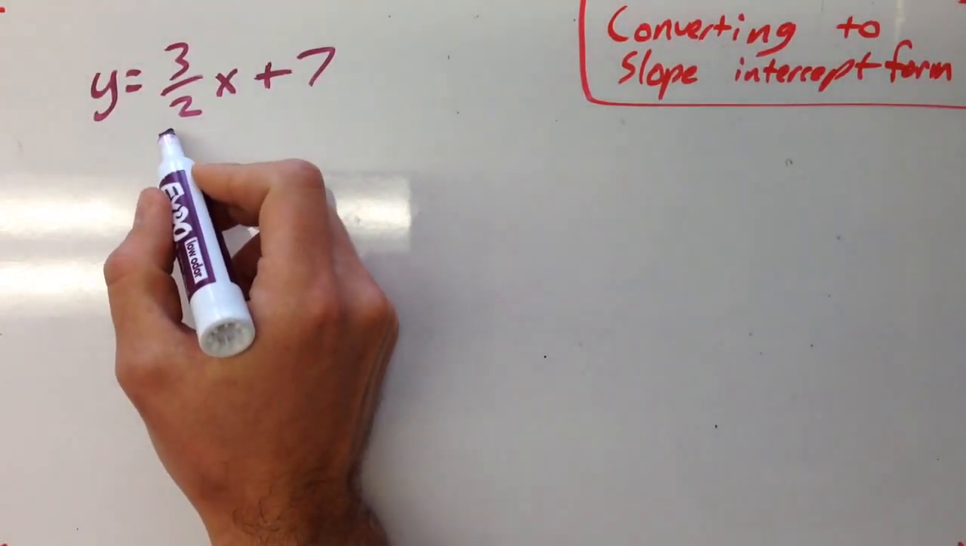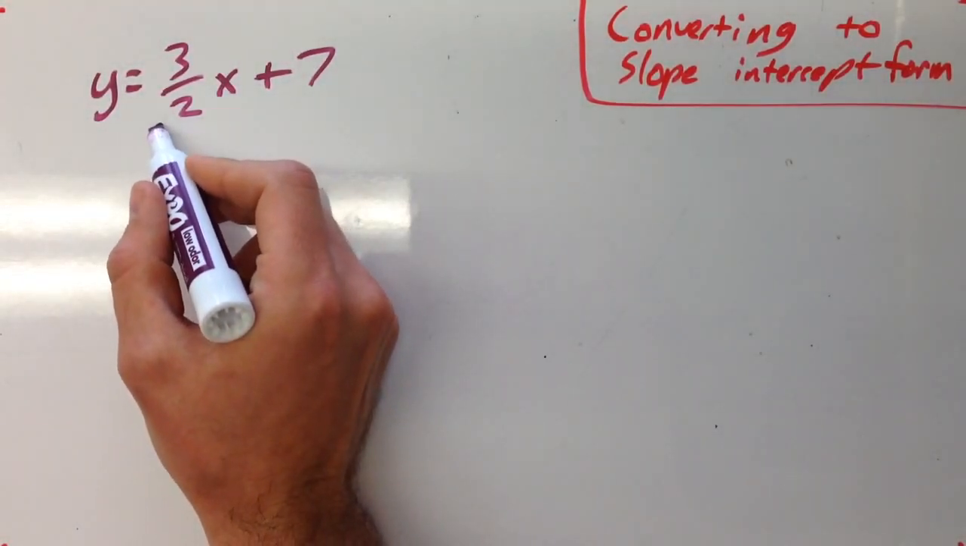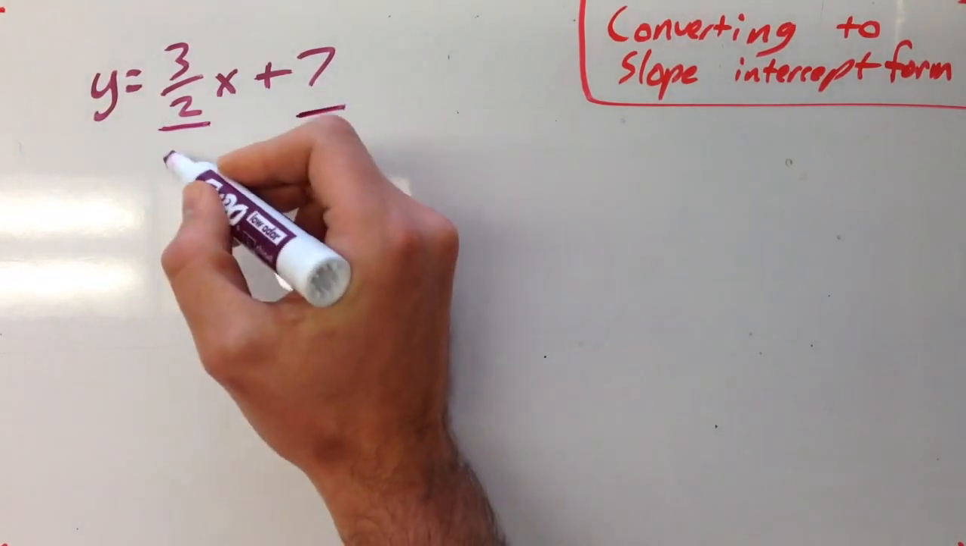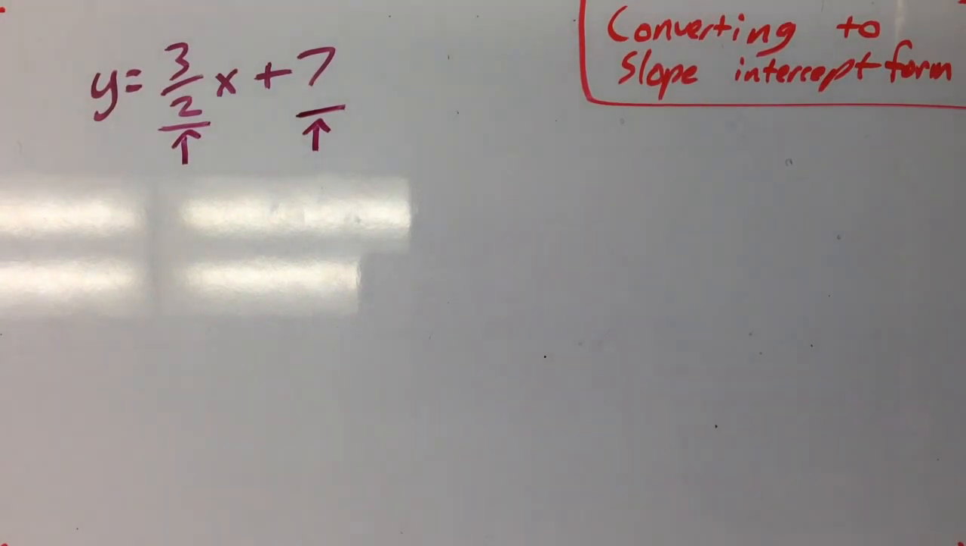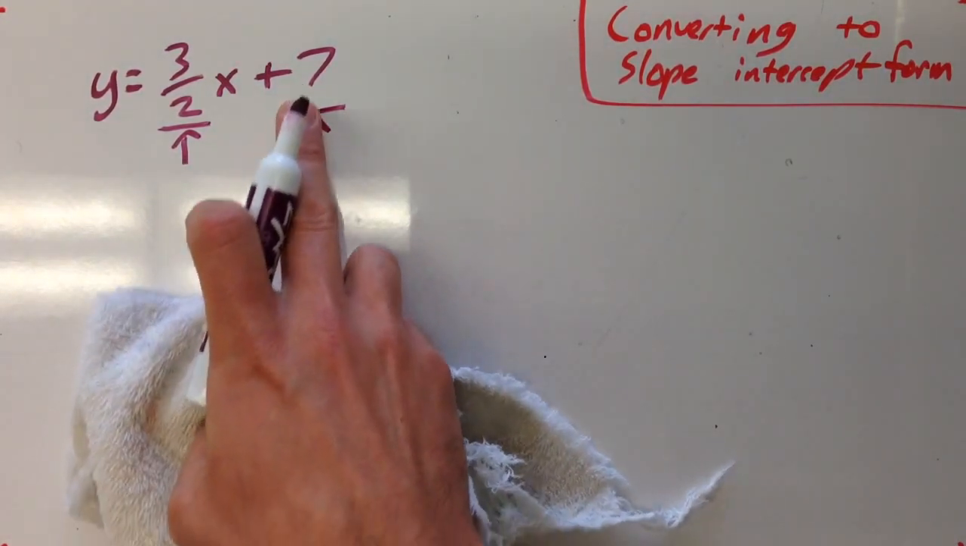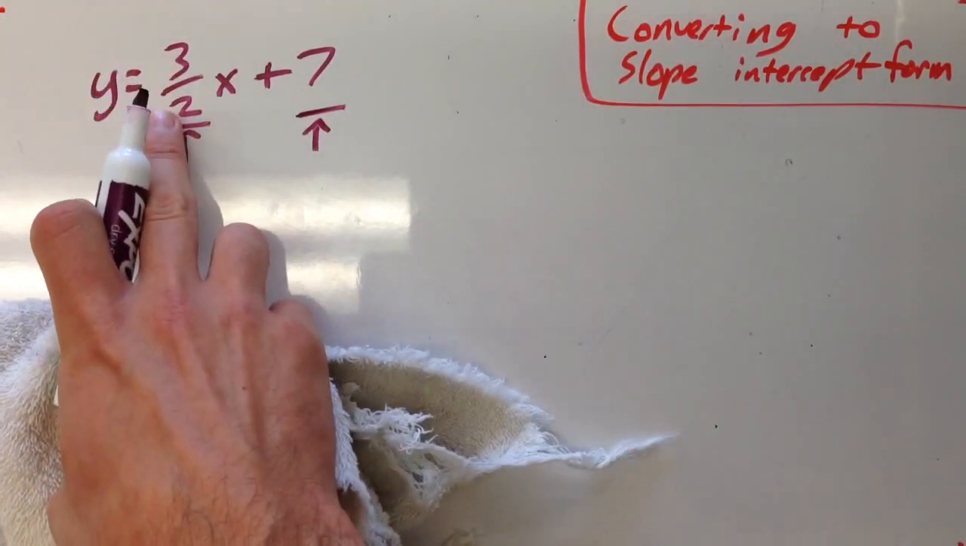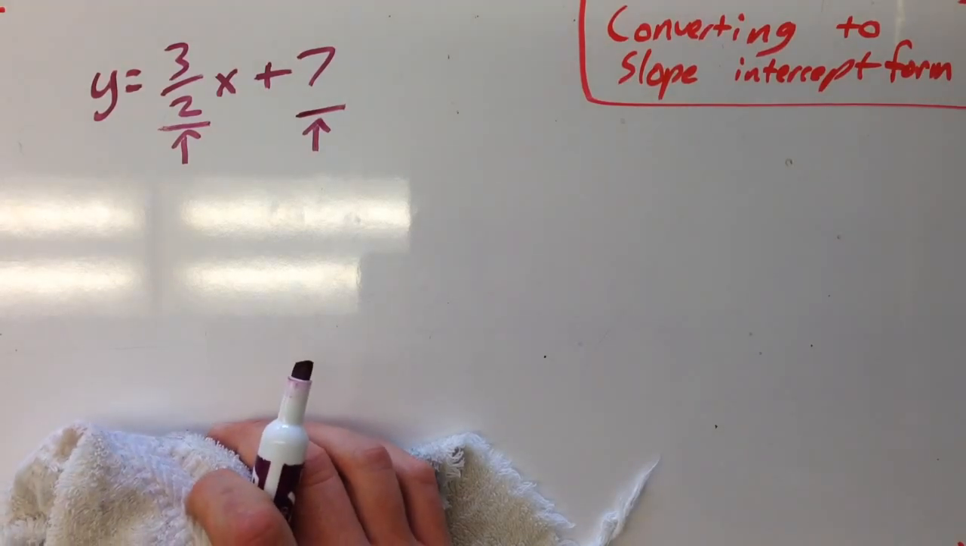In this chapter, we mostly dealt with slope-intercept form. So those are all the equations where we're given them in this form, where this first number right here is our slope, and this is our y-intercept. It's a super useful form, very easy to graph. We just start at 7 and then go up 3 and right 2 every single time.